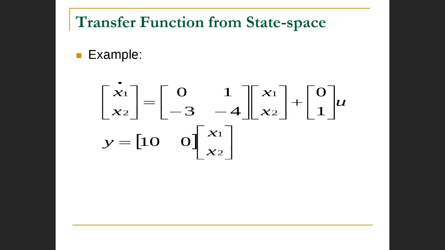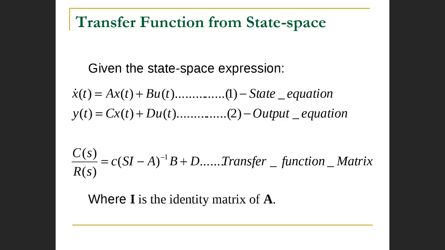Here we are going to apply the rule. Let's look back at the expression again for what we're looking for. It's C times SI, that's the identity matrix for A, minus A, we find the inverse, times B plus D. Not so difficult as it looks. So let us proceed to do this, and we're going to do what's in bracket first.